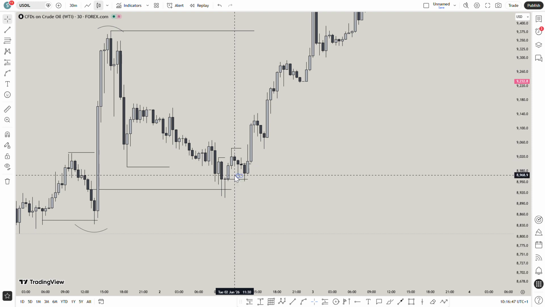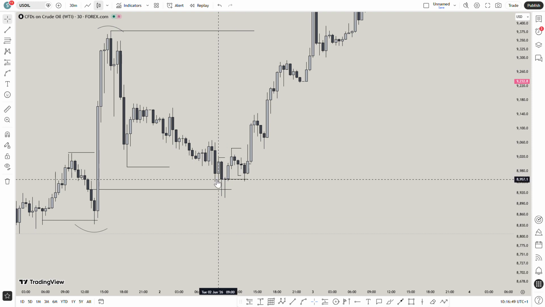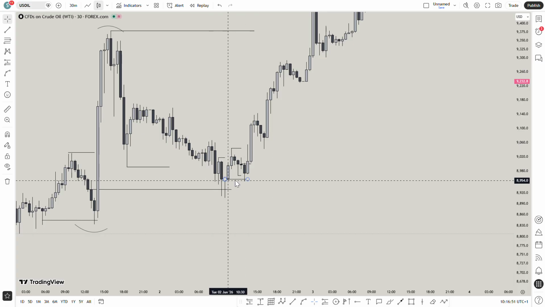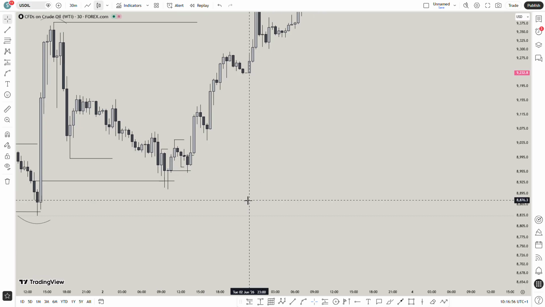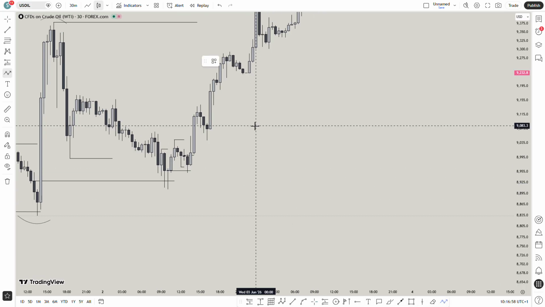So price came, gave us another entry in liquidity, tapped into the V shape key level, sorry, and then bought to the upside. So basically, I didn't enter off of this one. I was looking for a double break for extra confirmation.